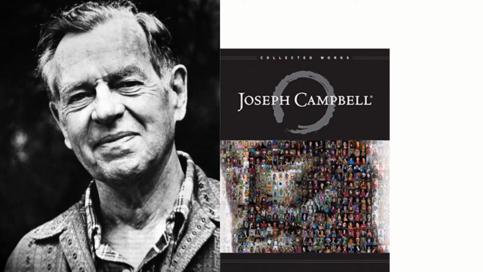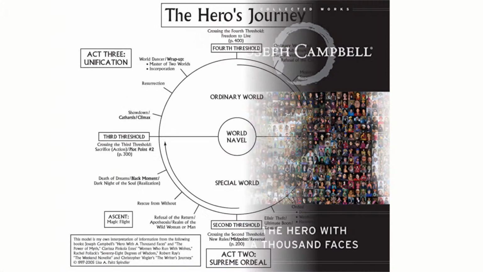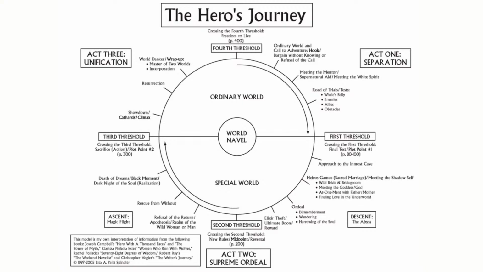He wrote a book called The Hero with 1,000 Faces, and he codified the hero's journey. I think he was the first one that used that term, and then he made this really complicated looking graph. It is a circle. It's got an act 1, an act 2, and an act 3. Sounds like a play or a movie or a book, right?